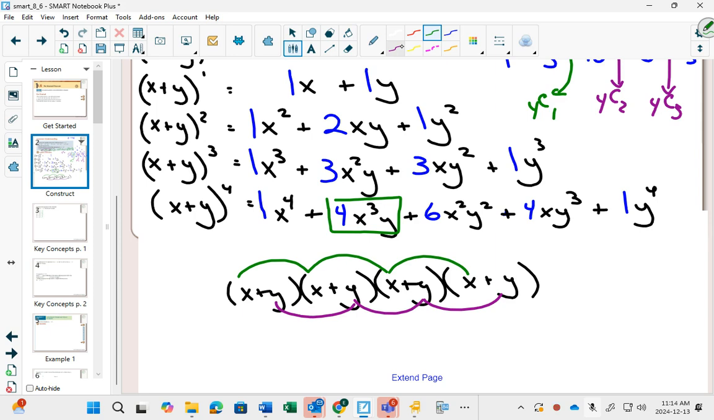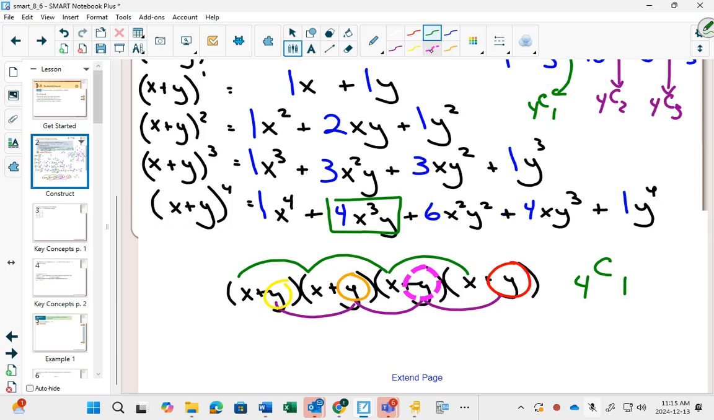Does it make sense that the 1 y could have been this y with the other 3 x's? It could have been this y with the other 3 x's. It could have been this y with the other 3 x's. And finally, it could have been that y. There happen to be 4 y's, and we need to choose which one we're going to use.